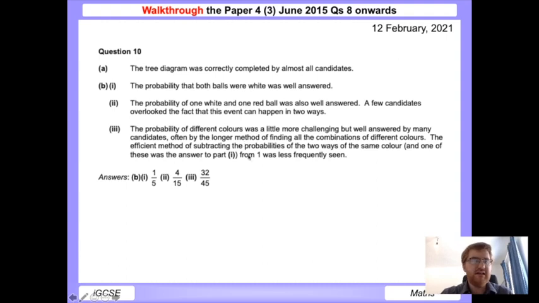Okay, and you'll see the examiners' report actually mentions this. So the probability of different colours was a little more challenging, but well answered by many candidates because they took this longer method of working out white, red, red, white, red, blue, blue, red, blue, white, white, blue, and added them all together. Whereas if you use the more efficient method, like I've just mentioned here, you'll find that's much, much more quick. Okay, so particularly in an exam which is 2 hours, 15 minutes long, you want to look for ways to make your calculations more efficient, and this is one possible way. But notice this question is generally well answered, so you need to be getting all the marks here to make sure you're heading for those top grades.